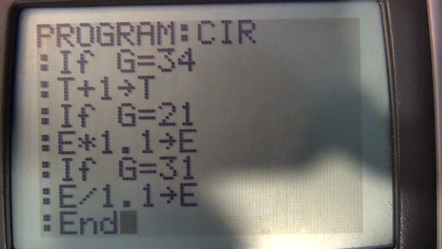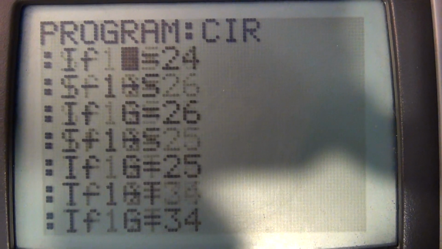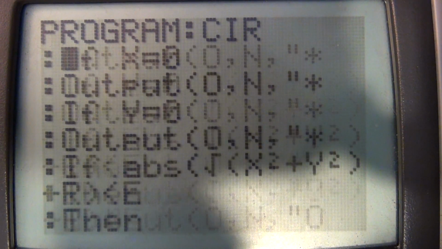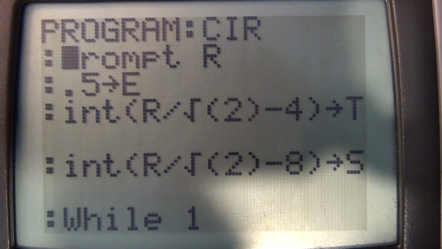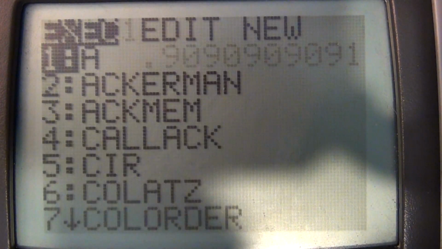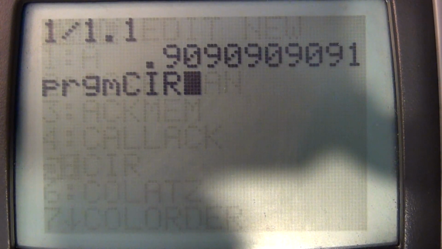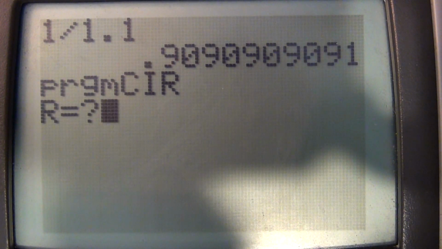So it's a very simple program, but it's a program that is useful. So if you want to play Minecraft, there you go. You can have a little calculator program that helps you draw circles.